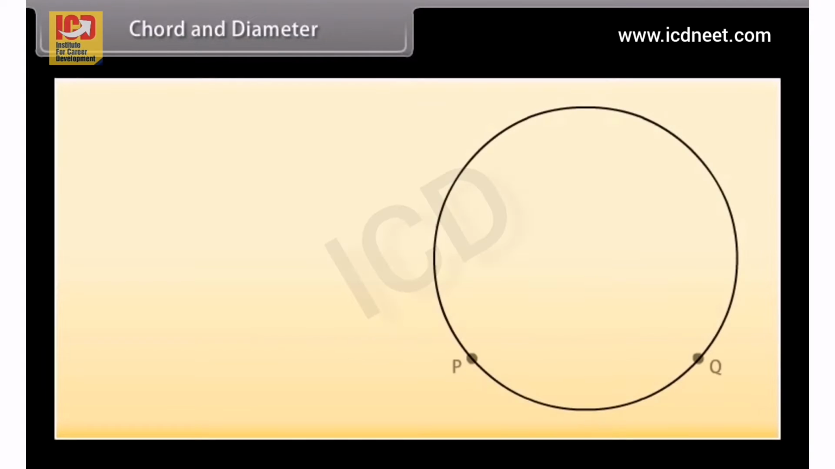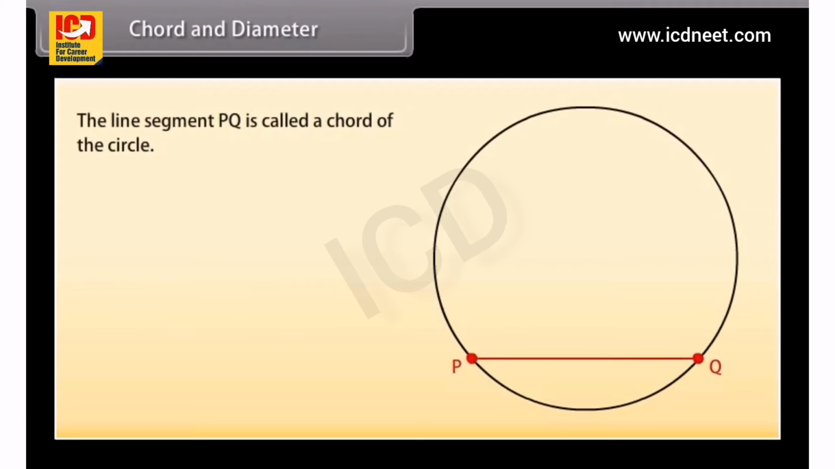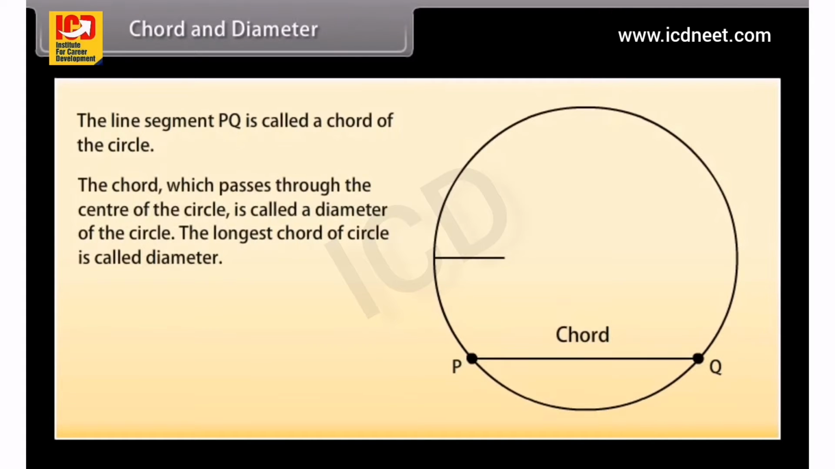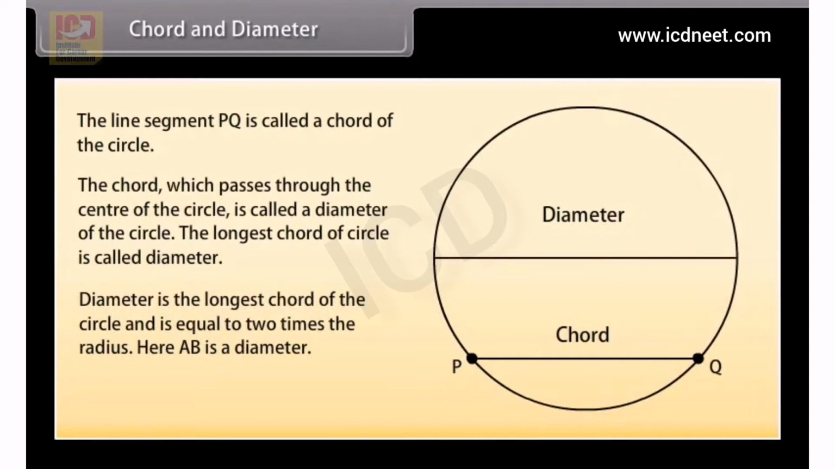Chord and diameter. If you take any two points on the circle, say P and Q, and join them, then the line segment PQ is called a chord of the circle. The chord which passes through the center of the circle is called a diameter of the circle. Diameter is the longest chord of the circle and is equal to 2 times the radius. Here we can see that AB is a diameter.